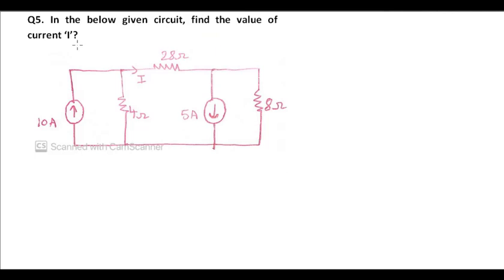Question number 5, which is based upon source transformation. You can solve this by nodal analysis or mesh analysis too, but I will solve this question with the help of source transformation. In the circuit given below, find the value of the current I. We have to find this current.